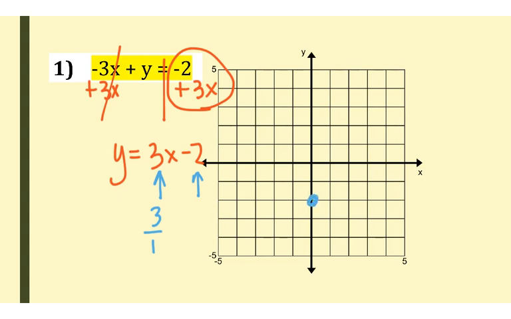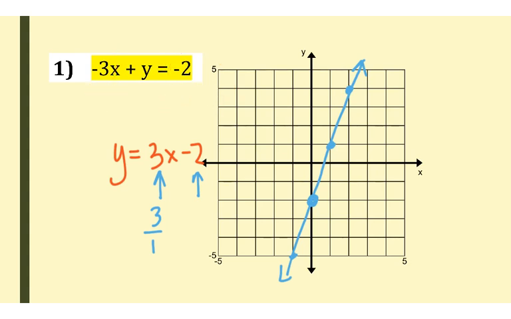So when I go to graph it, I start at negative 2, and I go up 3 and over 1, up 3 over 1. Then we connect our points with a straight edge, and that's what that equation looks like. If we had just used this equation that we had at the beginning, you can't tell from looking at that my slope is positive 3 over 1. You can't necessarily tell what my y-intercept is. So it's very important that you can put these equations in that form.